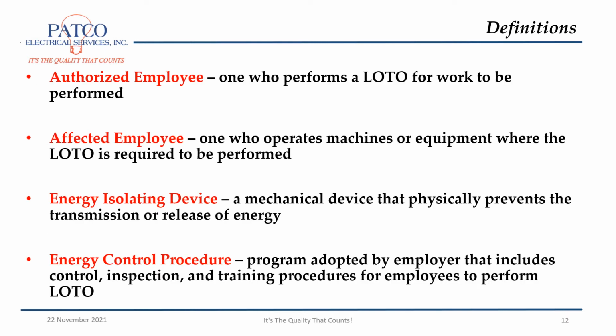Definitions. Authorized employee: one who performs lockout tagout for work to be performed. Affected employee: one who operates machines or equipment where the LOTO is required to be performed. Energy isolating device: a mechanical device that physically prevents the transmission or release of energy. Energy control procedure: a program adopted by the employer that includes control, inspection, and training procedures for employees to perform LOTO.